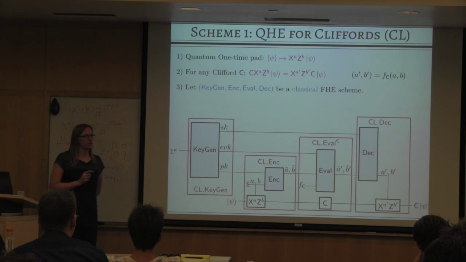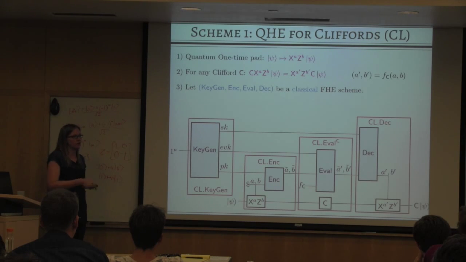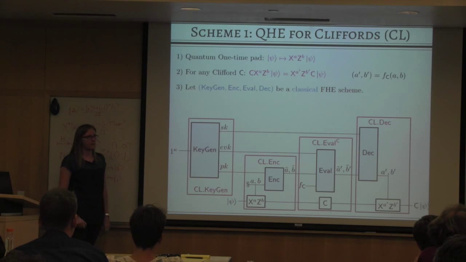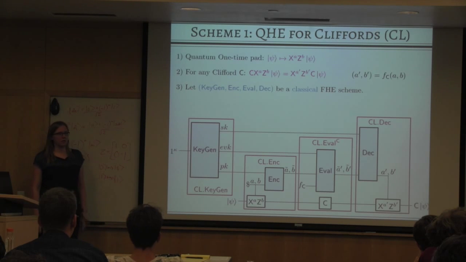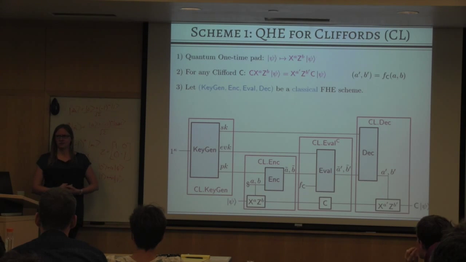Oh, that's a good question. So we don't consider hiding what circuit has been evaluated. That's another property that we could ask for. We don't consider that at all in our work, but you could also say that you don't want whoever decrypts to know what circuit has been evaluated. But here, I guess with Cliffords actually, it might be trivial to figure out in some sense what the Clifford's application is.